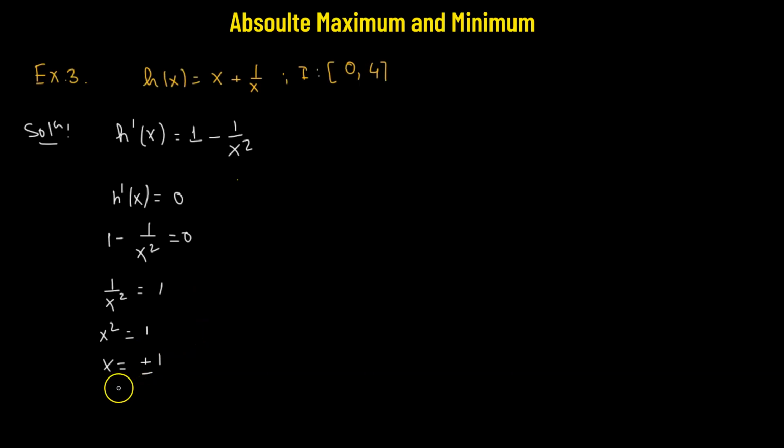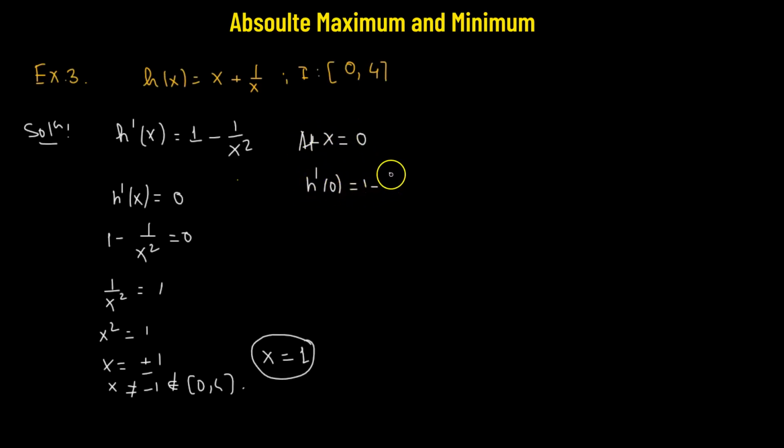Here minus 1 does not belong to the interval. It's not considered since it does not belong to our interval 0 to 4. So we'll only consider x equals 1. However, there's not only one critical point. There is actually one more critical point, and that is the value at x equals 0. h prime of 0 is 1 minus 1 over 0 squared, and this is undefined. So that means we also have a critical point at x equals 0.